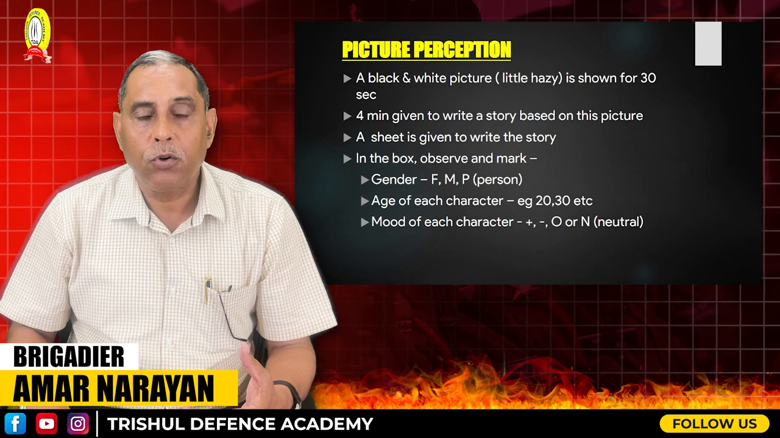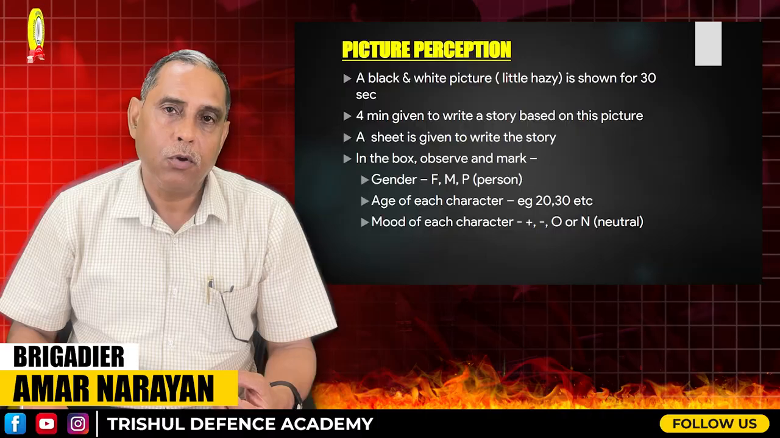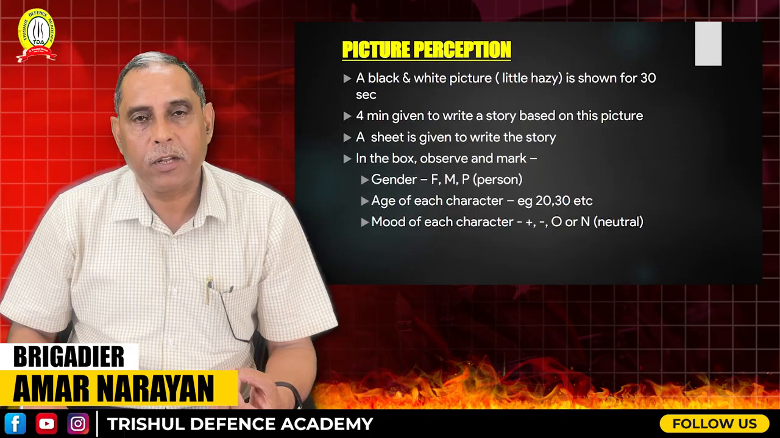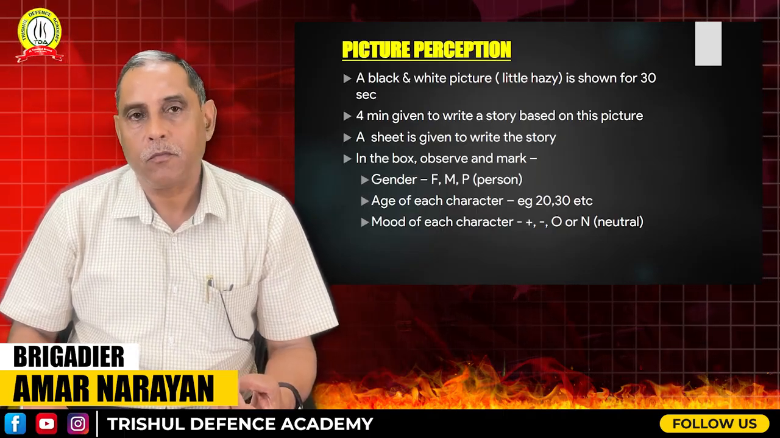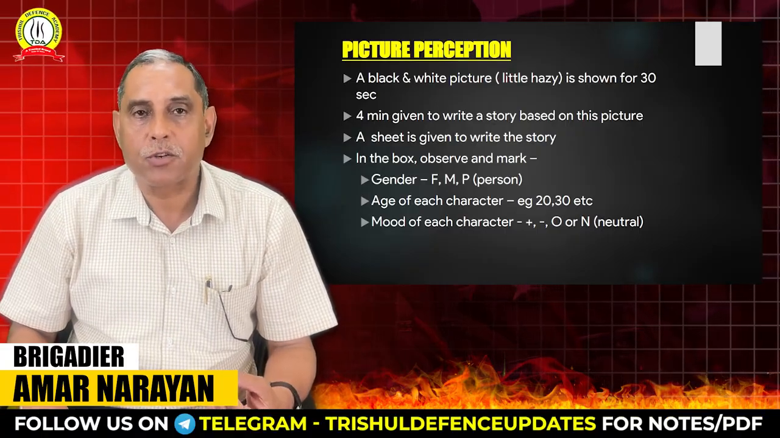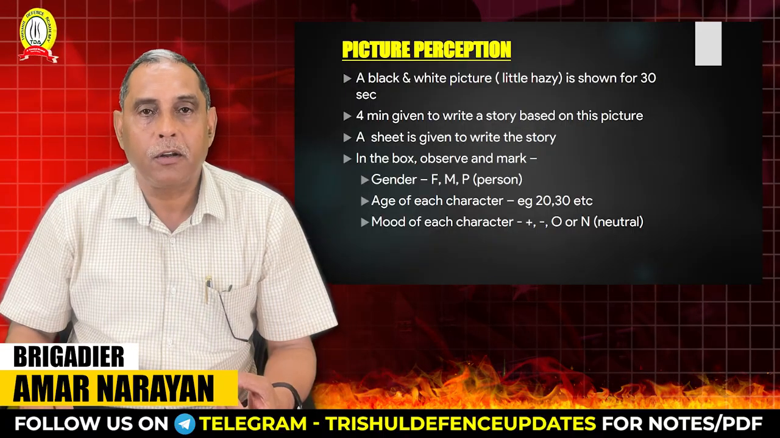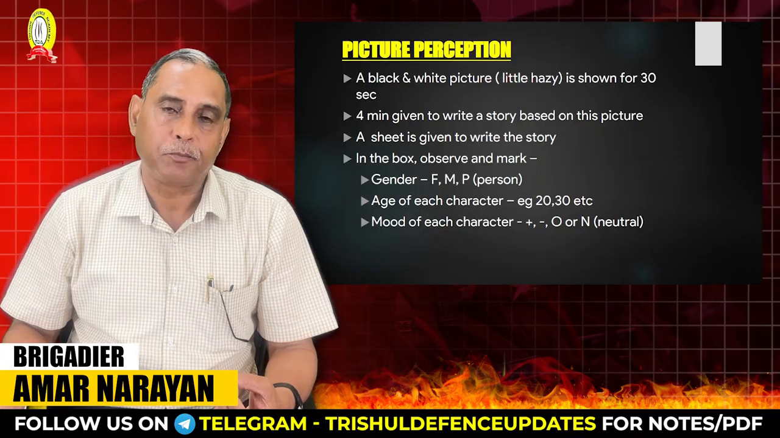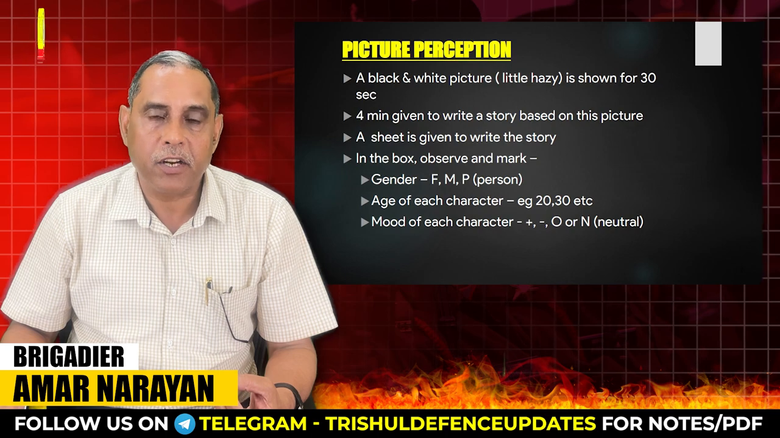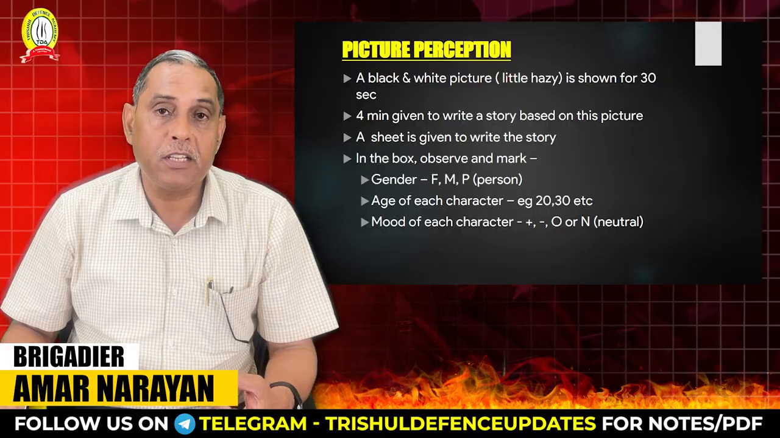Now they will give you 30 seconds to observe this photograph. After that you will be given 4 minutes to write a story based on the characters that you see. Here are some important tips to keep in mind when you write the story. See the characters in detail. The 30 seconds which you get, don't be in a hurry to start writing. See the characters, their age, their gender and their mood, because you have to write this in the answer sheet. Also see the background.